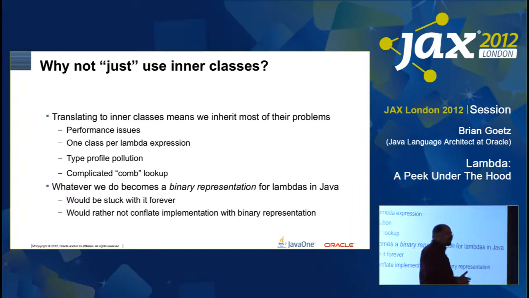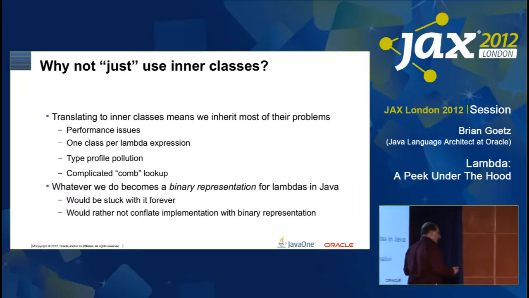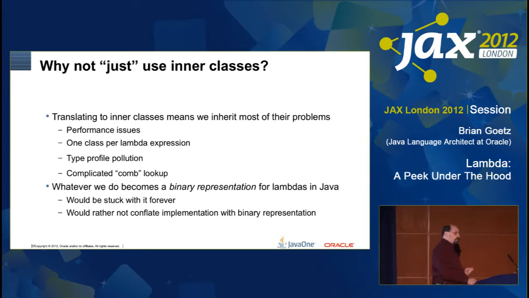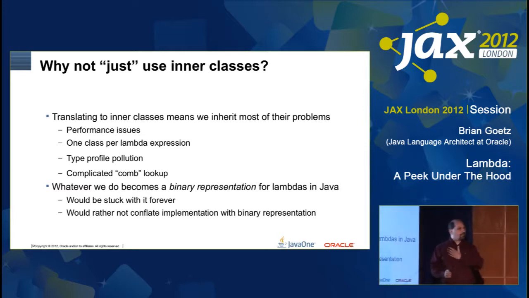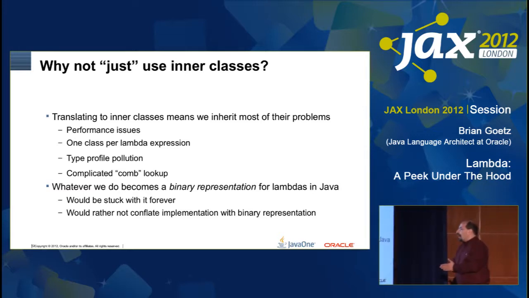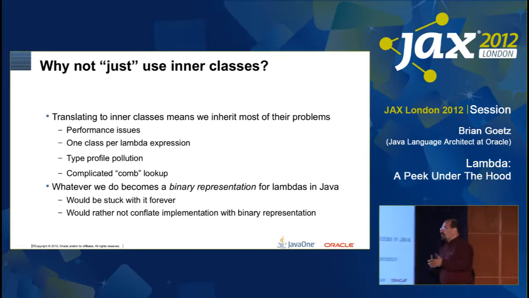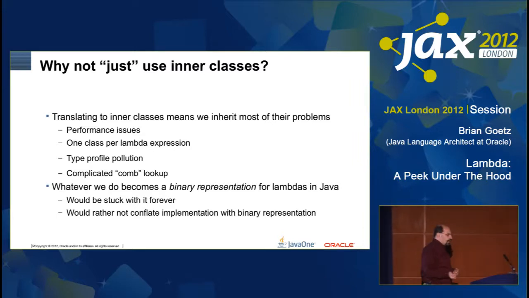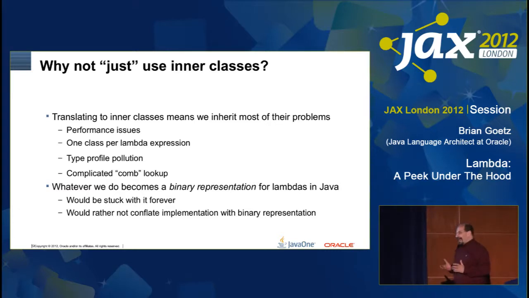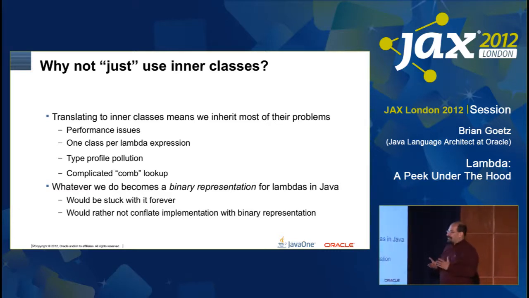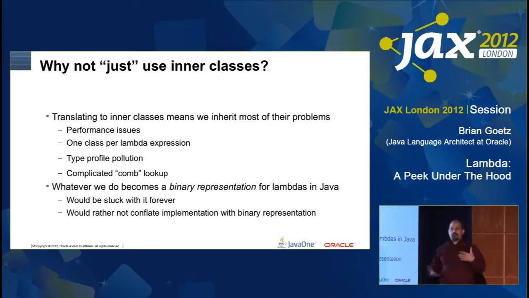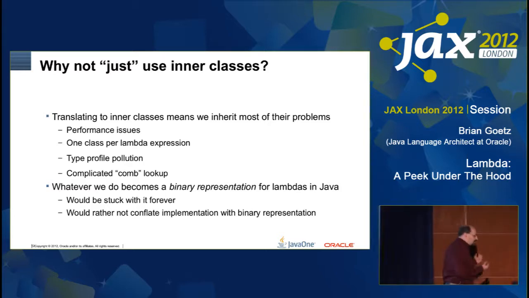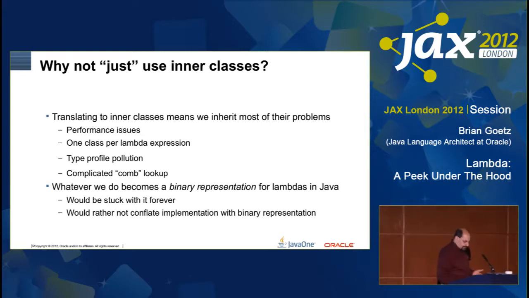We have made this commitment that your bytecode will work forever. Bytecode that was compiled with a previous version of the Java compiler should continue to work forever. Okay? So if we were to choose to represent lambdas as inner classes, we would implicitly be choosing that inner classes are the binary representation for lambdas in Java forever. And first of all, I don't think it's a very good implementation. Second of all, this is an unfortunate conflation of an implementation detail with a binary interface. So we don't want to do that.